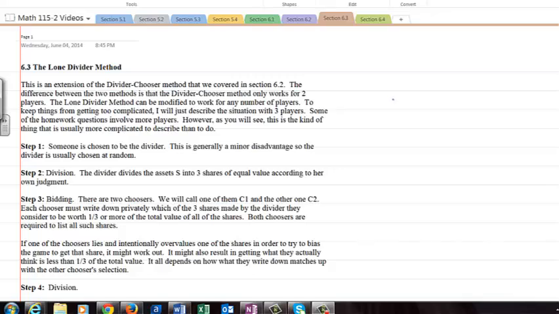To keep things from getting too complicated, I will just describe the situation with 3 players. Some of the homework questions involve more players. However, as you will see, this is the kind of thing that is usually more complicated to describe than to actually do.